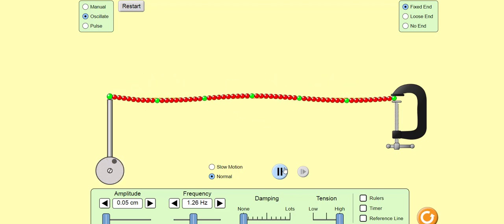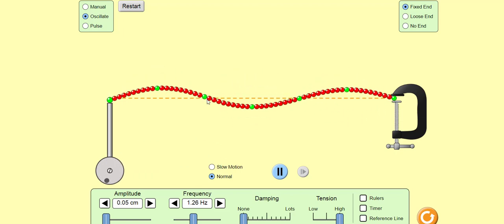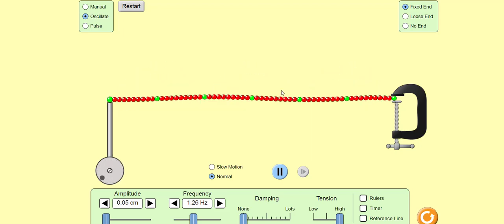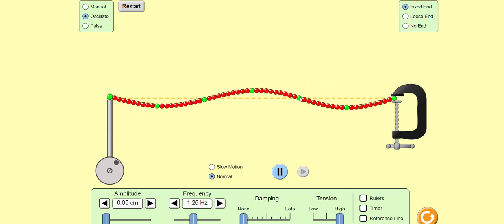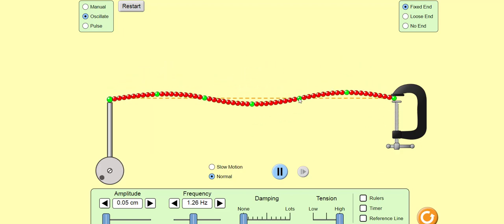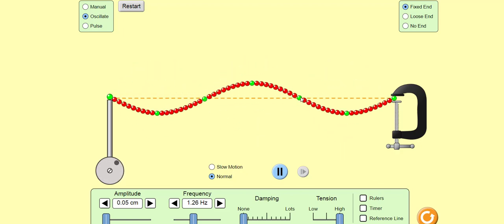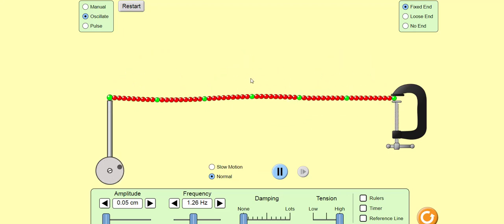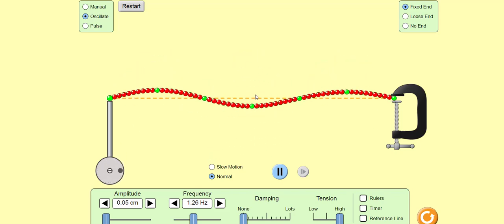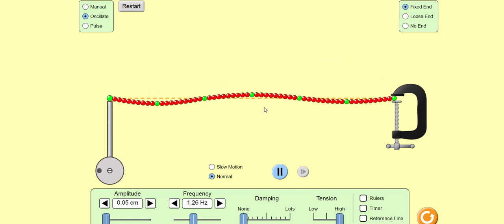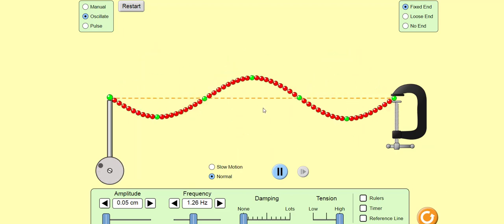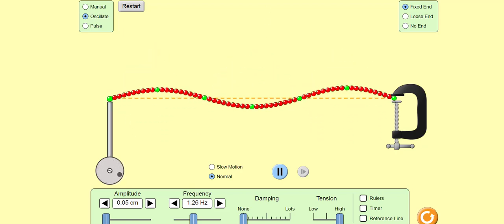In particular, let me point out that there are certain points or particles, for example this green particle here, and then this green particle here, which are effectively motionless or stationary. In contrast, the green particle in between these two green particles, so this one here, is oscillating with a large amplitude. So what we're looking at here is an example of a stationary wave. And let's discuss the features of a stationary wave further.